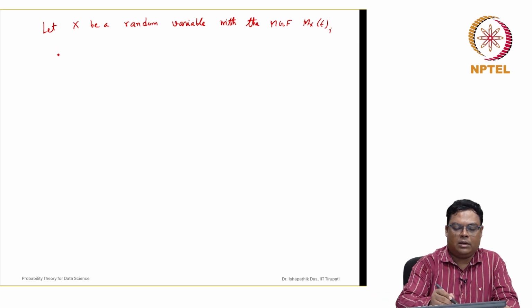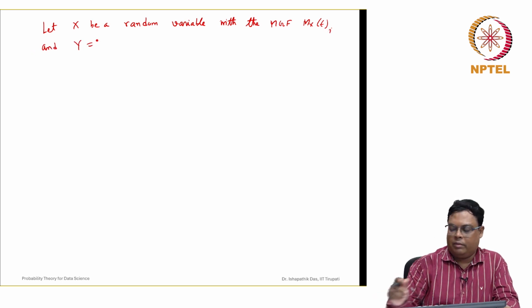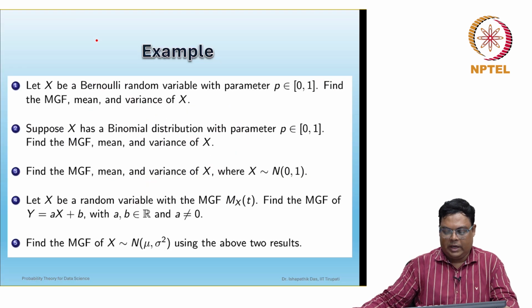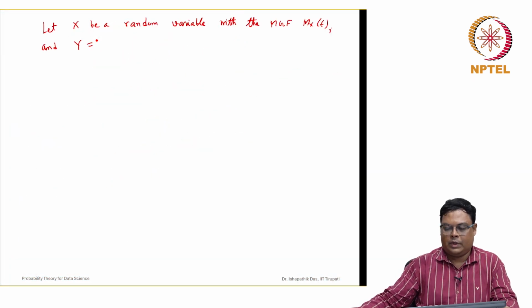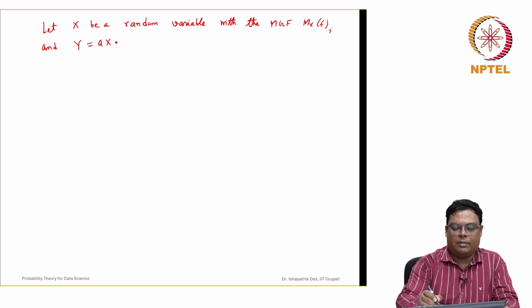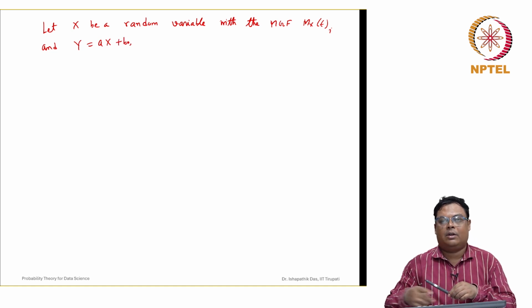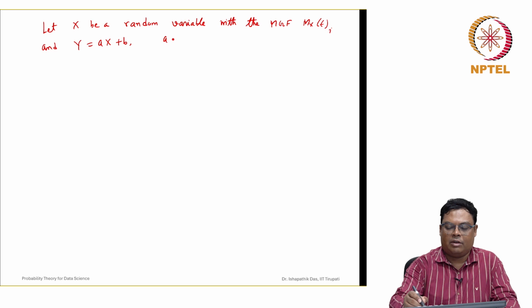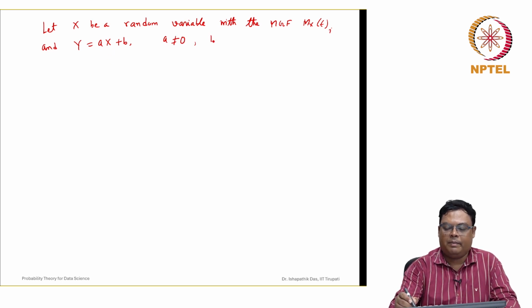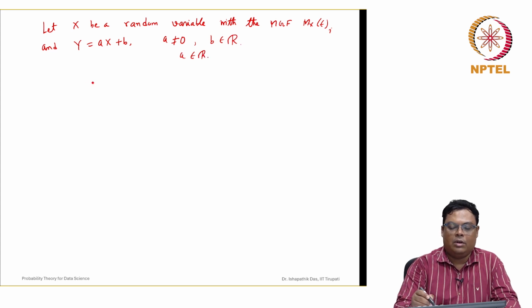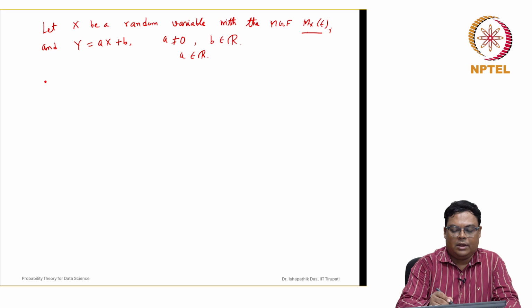And y is given as ax plus b, for some a and b, two real numbers. If a is 0, then this will be just a constant, and b is any real number. So a is also any real number not equal to 0. Now how can we find the moment generating function of y in terms of Mx(t), the moment generating function of x?